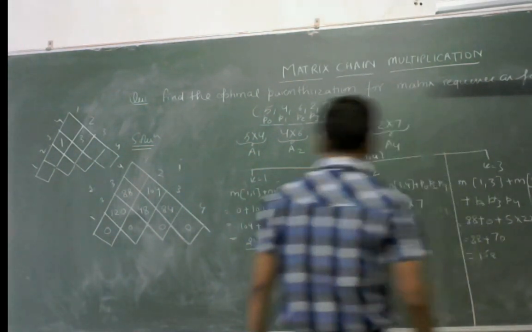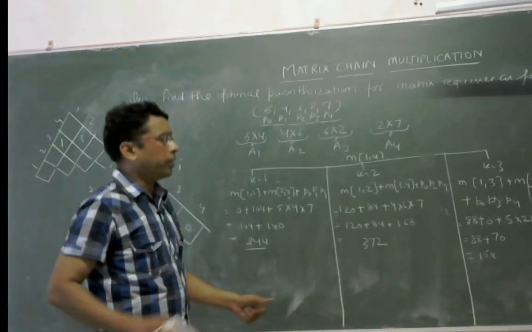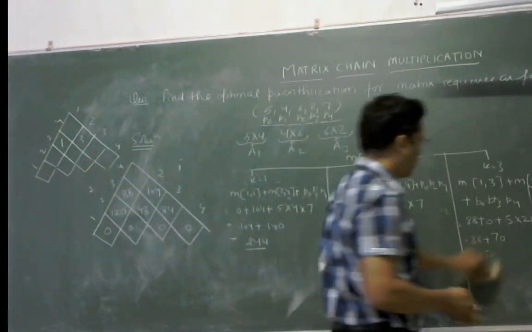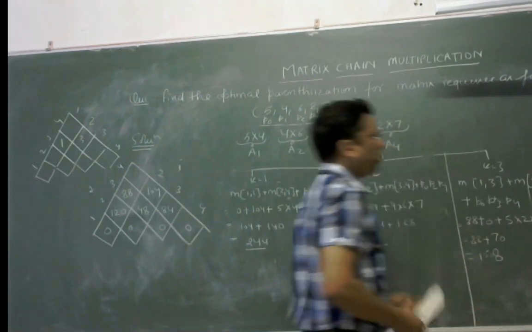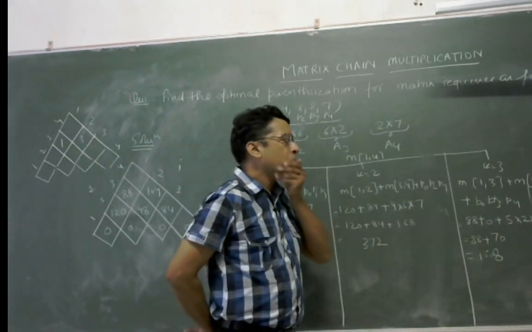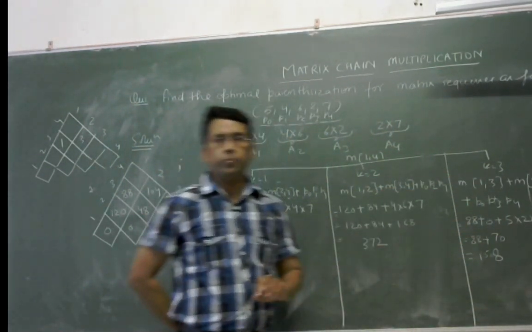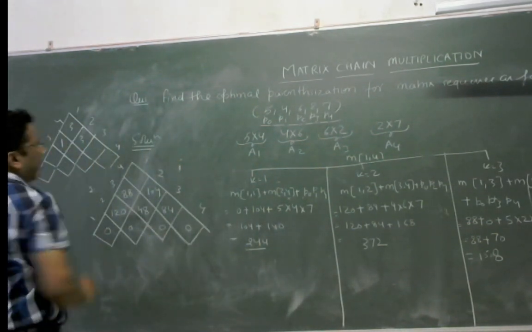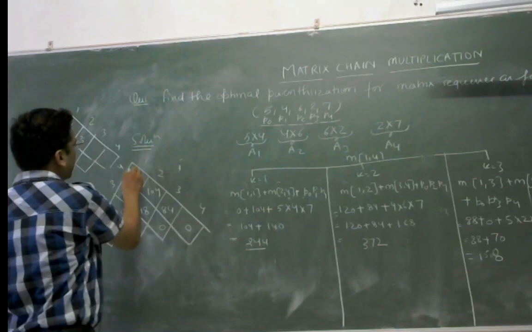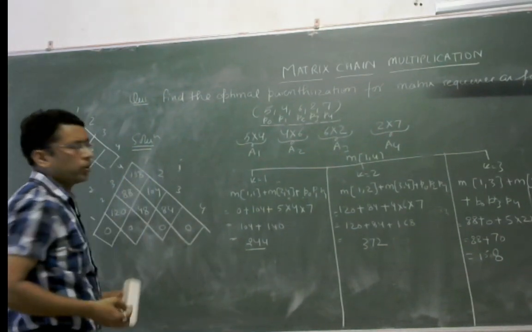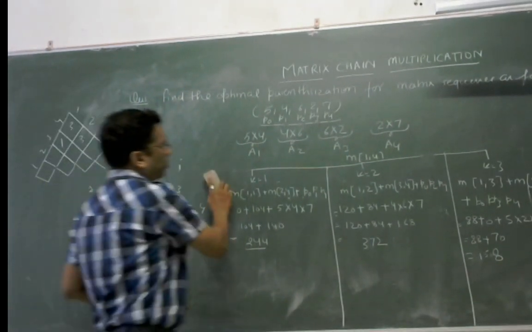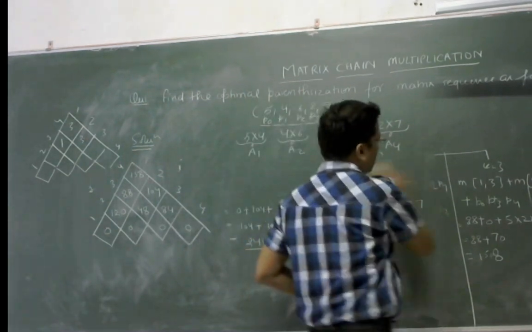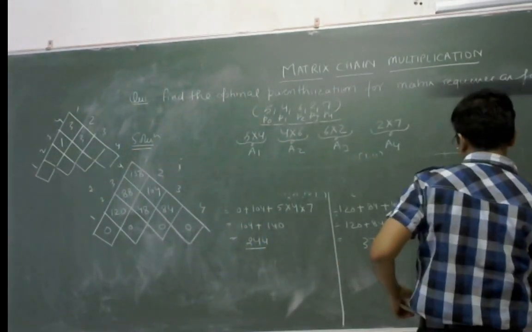So among these, the value 158 for k equal to 3 gives the minimum number of computations. So we shall fill this matrix with 3 and after that we shall fill this value with 158, right? Now the question does not end here.